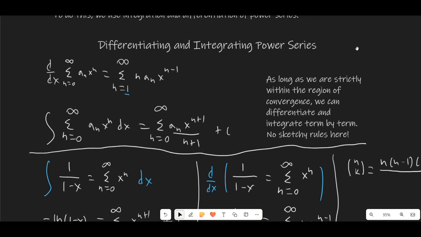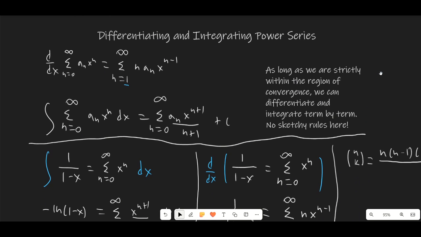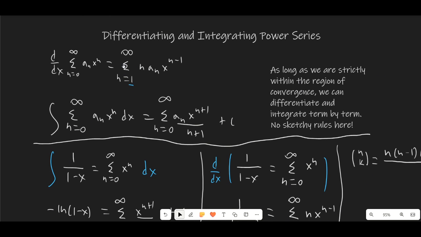Differentiating and integrating power series is actually really interesting, because this is one of the cases where the justification actually isn't very difficult. So let's say we wanted to take the derivative of this infinite summation, the sum from n equals 0 to infinity of a_n times x to the n. Well, that's actually just the same thing as taking this derivative and putting it on the inside of the summation, in which case we get n times x to the n minus 1.